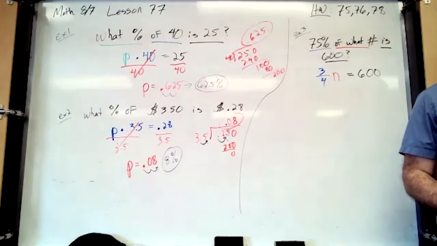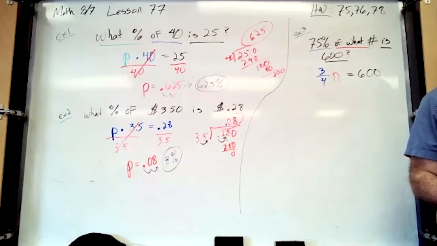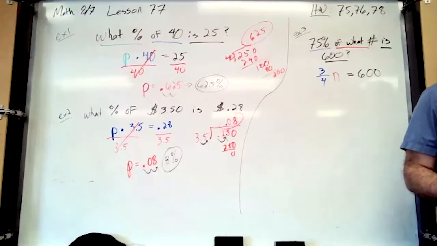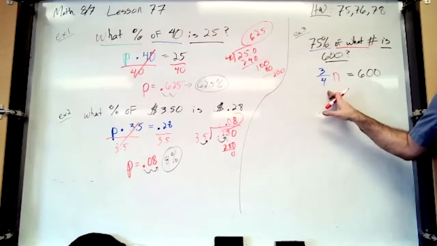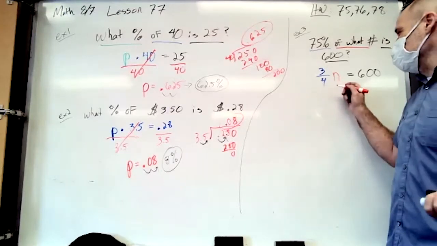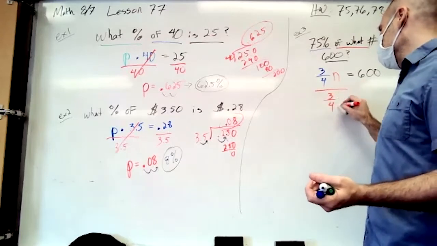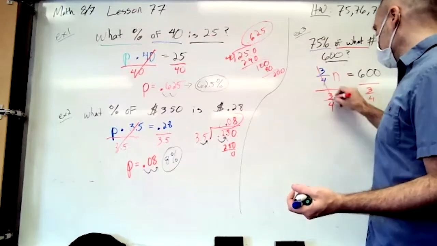So how do you get n by itself? What's the 3/4 doing to the n? How do you get n by itself? What's the 3/4 doing to that poor n? Multiplying. So how do you get rid of something that's being multiplied? You divide. So you're going to divide both sides by 3/4.